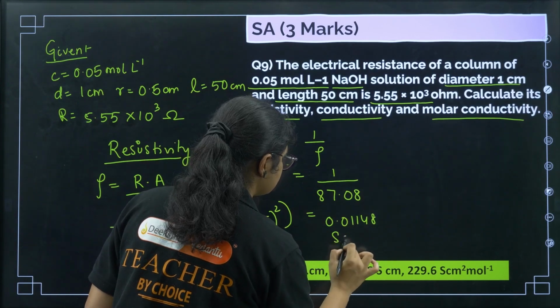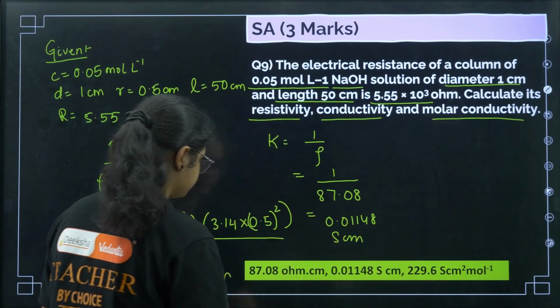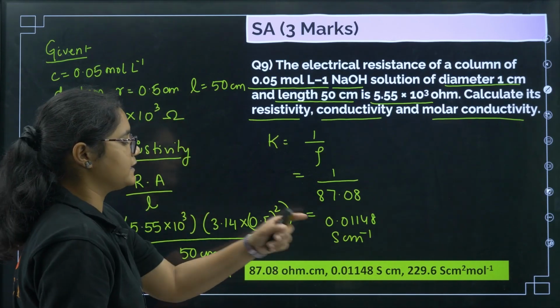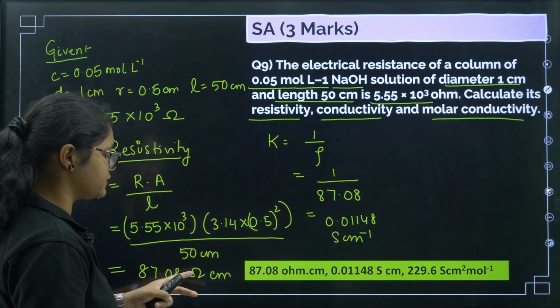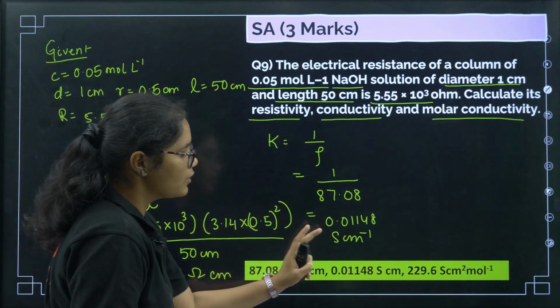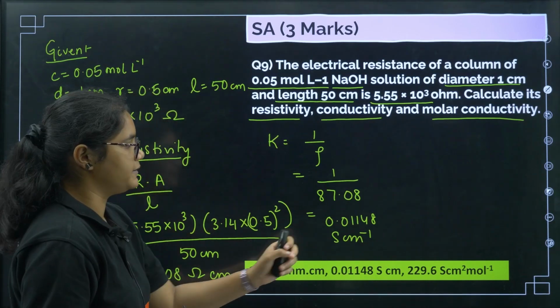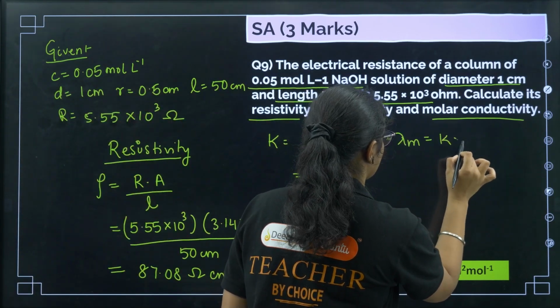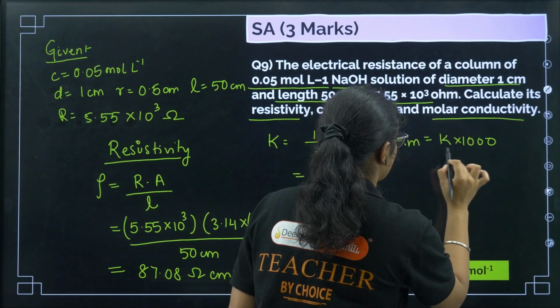0.01148 S centimeter inverse, sorry. We get S centimeter inverse, the opposite of ohm centimeter, so ohm inverse centimeter inverse. Ohm inverse is called S. Lastly, we will calculate molar conductivity, that is kappa into 1000 by C.